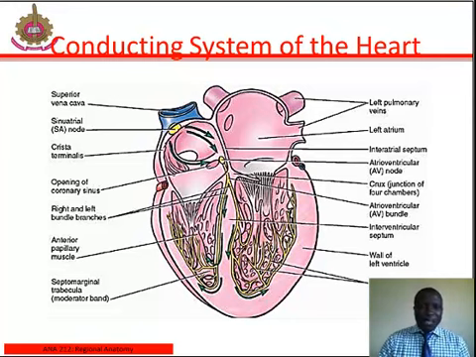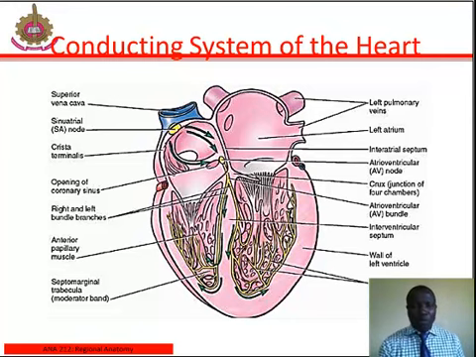The atrioventricular bundle, the only bridge of conduction between the atria and the ventricular myocardium, passes from the atrioventricular node through the fibrous skeleton of the heart and along the membranous part of the IV septum. At the junction of the membranous and muscular parts of the septum, the AV bundle divides into right and left bundle branches.